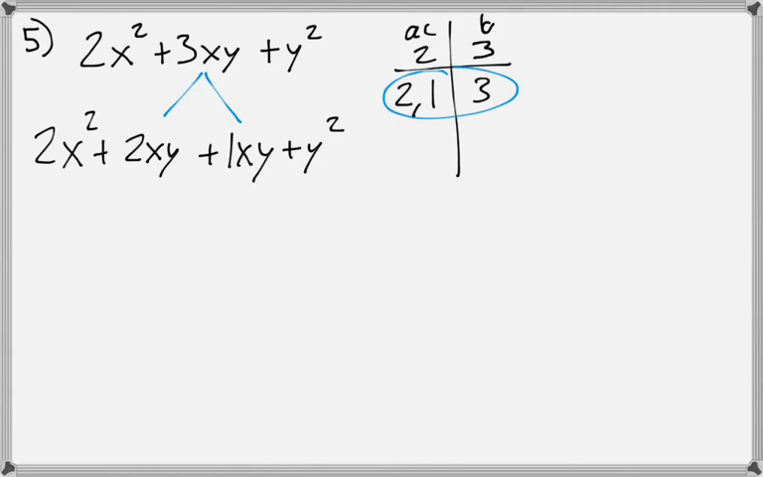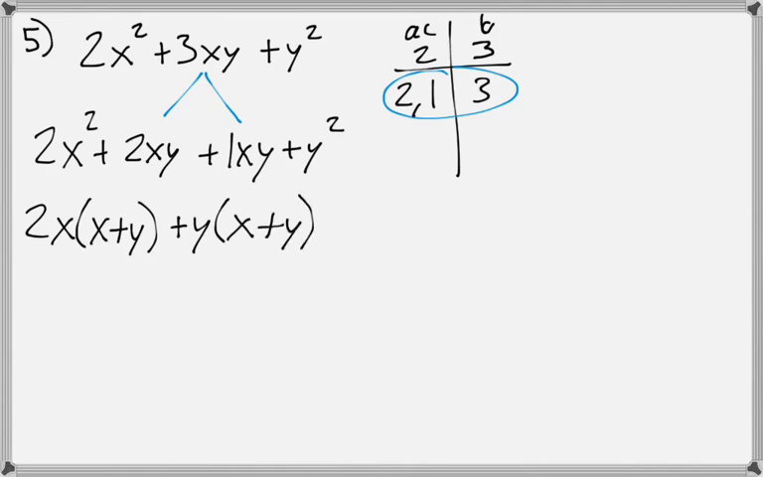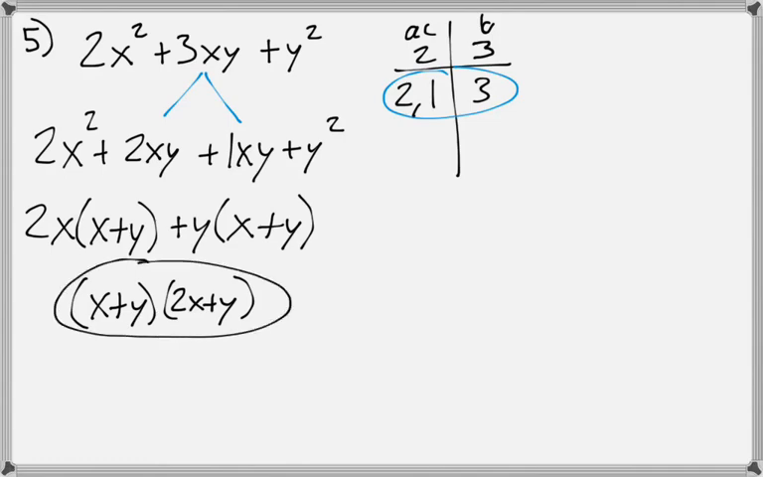and then I want to factor by grouping. So out of the first two I can take out a 2x, leaving me with x plus y. And then I can take out a y, leaving me with an x plus y. So the parentheses match, those become one of my factors. The stuff on the outside, meaning the 2x and the y, combine to be my second factor. And that'll be my answer.